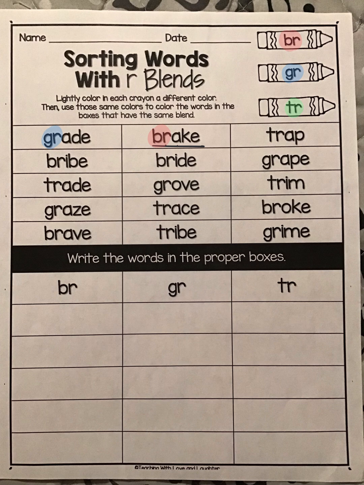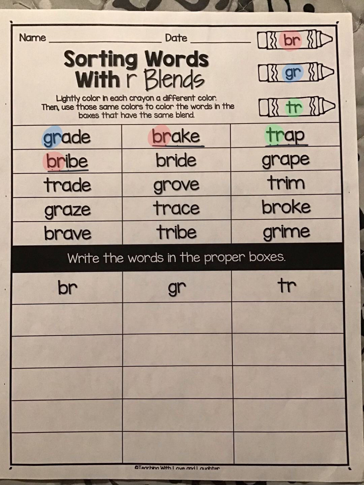Then we have the word trap. T-R-ap. Trap. I see the initial TR blend at the beginning, so I'm going to color it green. Then I have bribe. B-R-ibe. Bribe. I can see that bribe has the BR blend, so I'm going to color BR red.